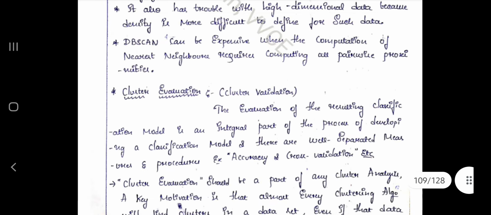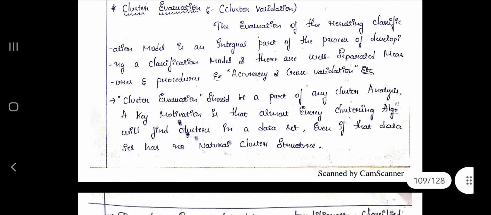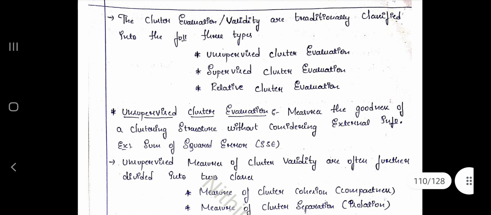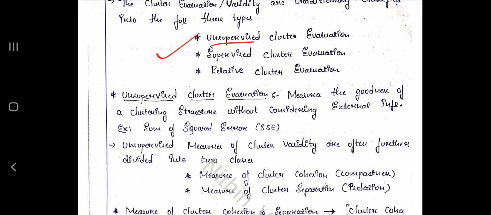Okay, we will start from here for the unsupervised. See, cluster evaluation methods. First write the definition. What does that mean? By your own words you can write easily. What are the three types? Unsupervised, supervised and relative. Write short key points regarding what is unsupervised. Unsupervised means there will be no formula used, without using any formula. See here also they have written without considering any external info. What is external info? The formula itself, right?